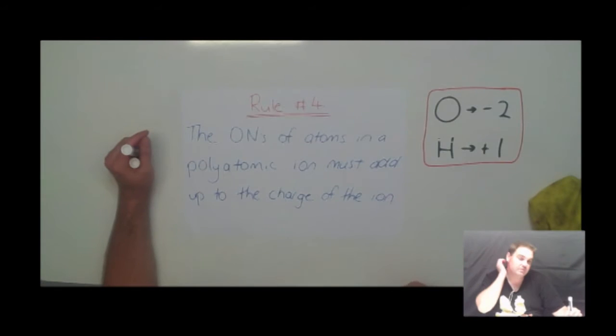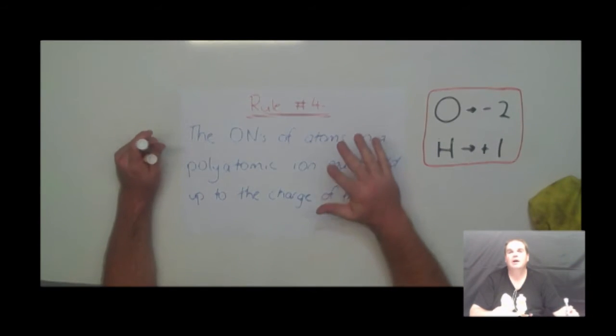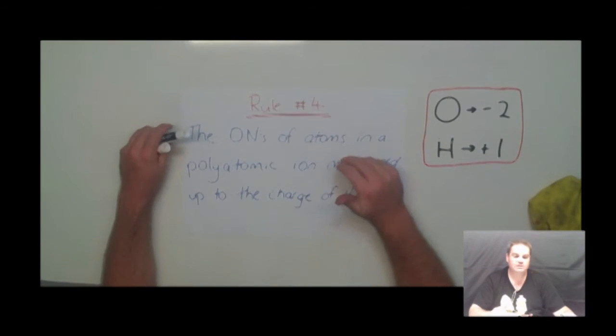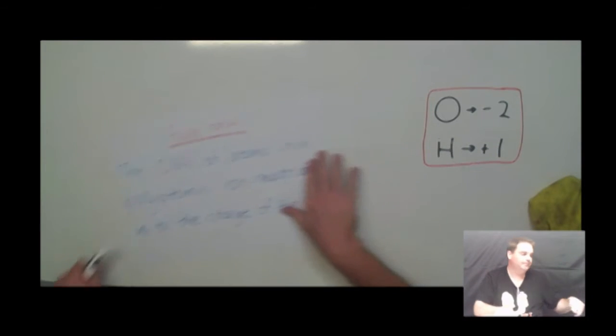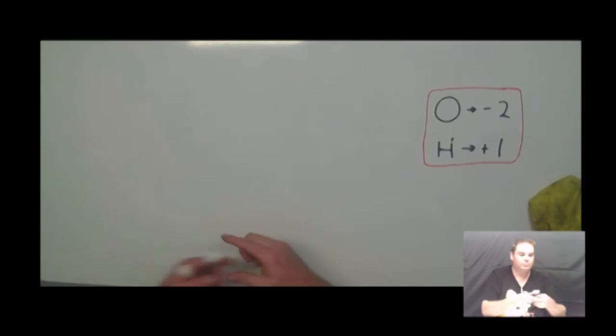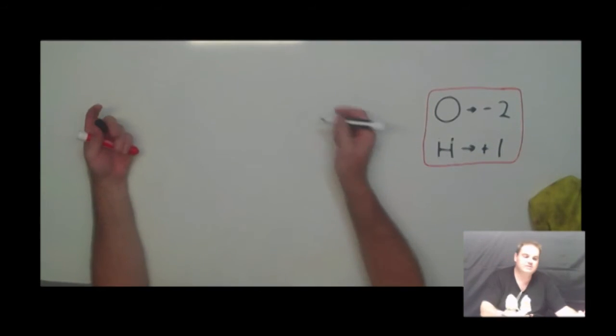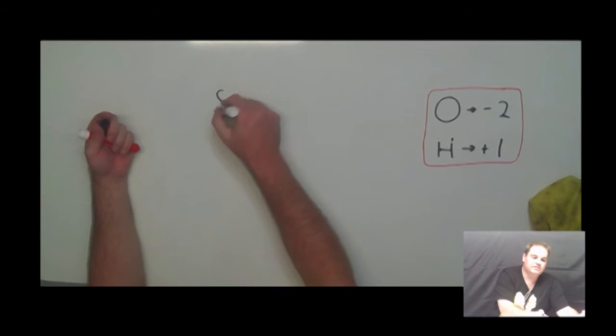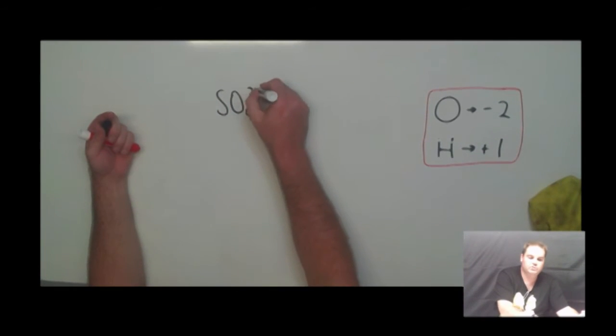This is kind of similar to rule 3, where we added them all up, and so they cancelled out and had no charge. This time we're just equaling the charge of the ion. So I'll start you off with a couple of simple ones. Okay, so I'm going to start off with SO4 2-.